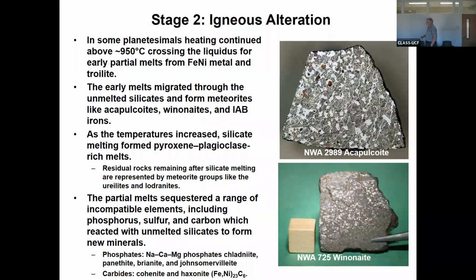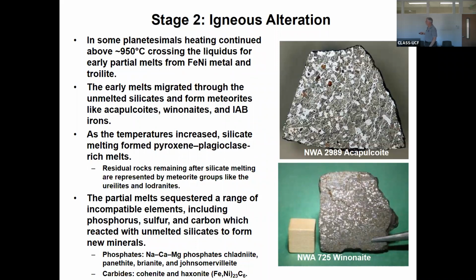if the heating continues above 950, you go into the liquidus for early partial melts from nickel iron metals and troilite. The sulfur in troilite acts as a flux to reduce the melting point of the iron nickel agglomeration. And what happens is that the early melts migrate through the unmelted silicates because it's still not hot enough to melt any of that stuff. And you tend to form meteorites like acapulcoites, winonaites, IAB irons.